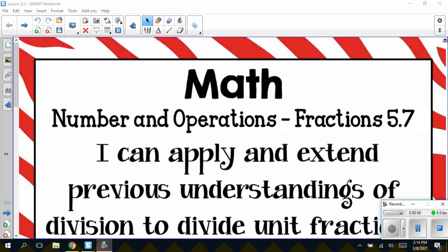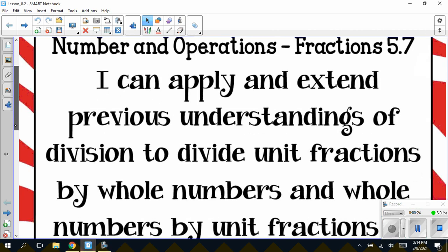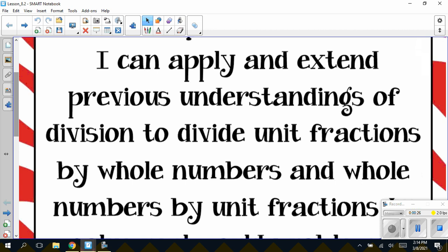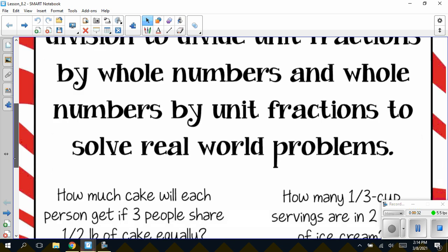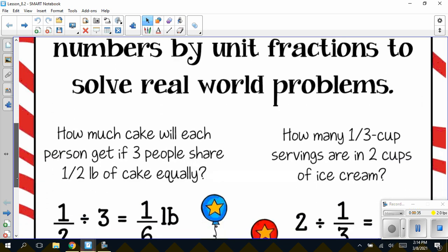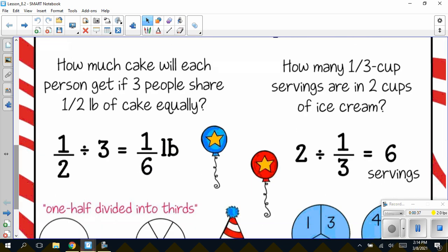This is called Problem Solve, Use Multiplication, and it can be found on page 497 in our textbook. The standard for today is in Number and Operations Fractions 5.7. This standard states I can apply and extend previous understandings of division to divide unit fractions by whole numbers and whole numbers by unit fractions to solve real-world problems.